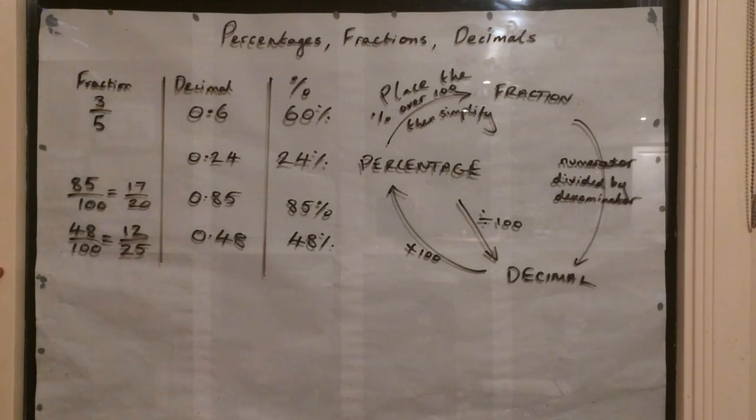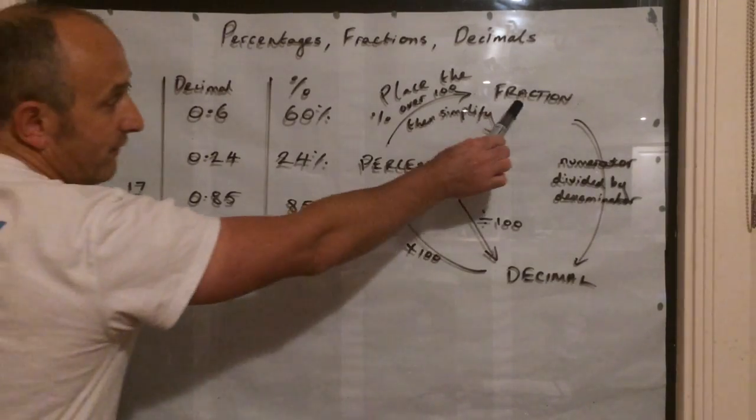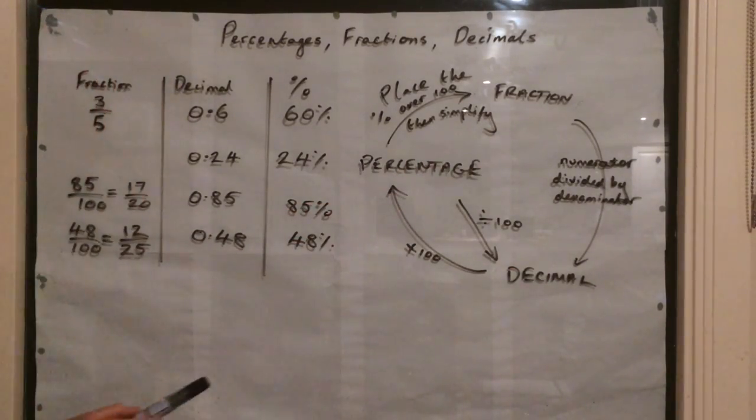To finish off, this wheel here would look great in a summary book. It's something that you can keep coming back to link the fraction and the decimal and the percentage. Okay, all three of them are linked together.